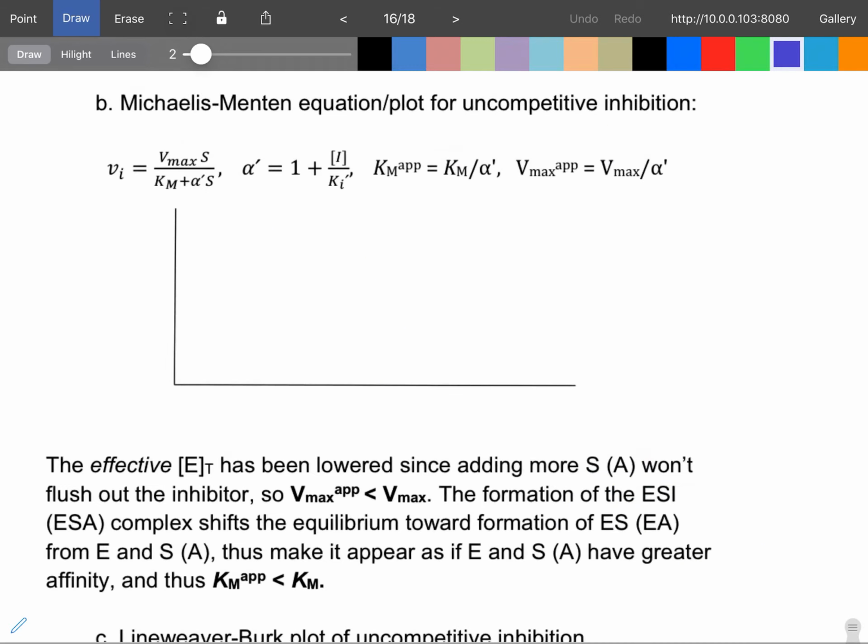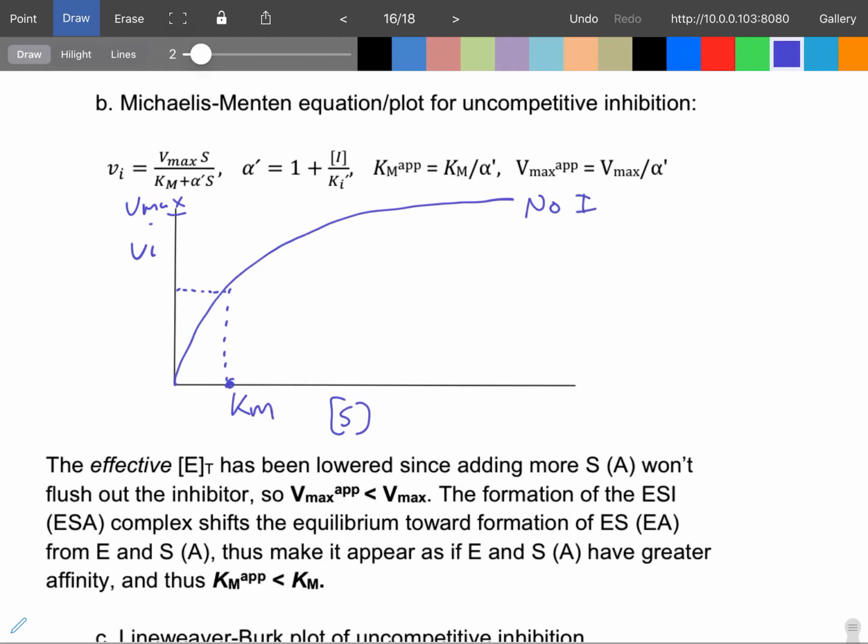Let's look at the Michaelis-Menten plot for uncompetitive inhibition. Typically we'll have initial velocity as a function of substrate concentration, and we will see our normal rectangular hyperbola for the normal reaction, no inhibitor. We'll have our Vmax value, and of course our Km value here.